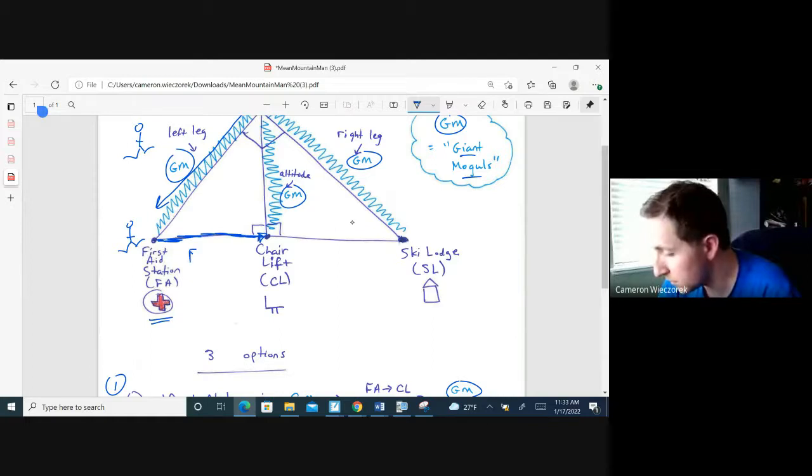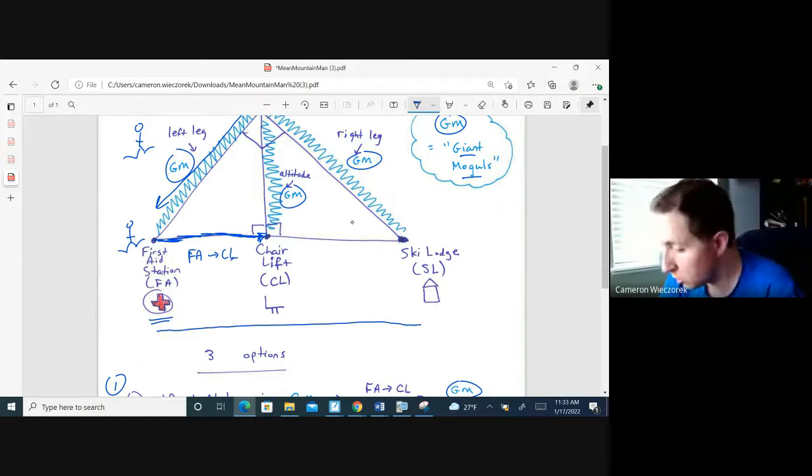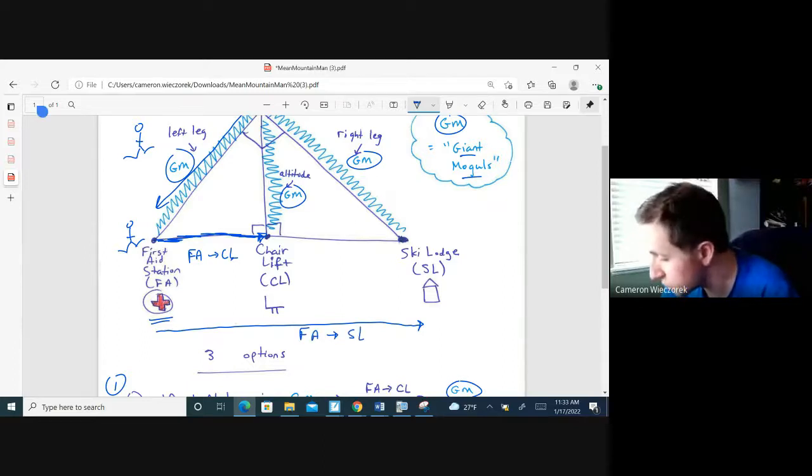So that distance would be the first aid station to the chairlift. Or maybe he wants to go all the way across to the ski lodge for some hot chocolate. So that would be the distance from the first aid station to the ski lodge. So in either case, that would be where I put my two extremes.